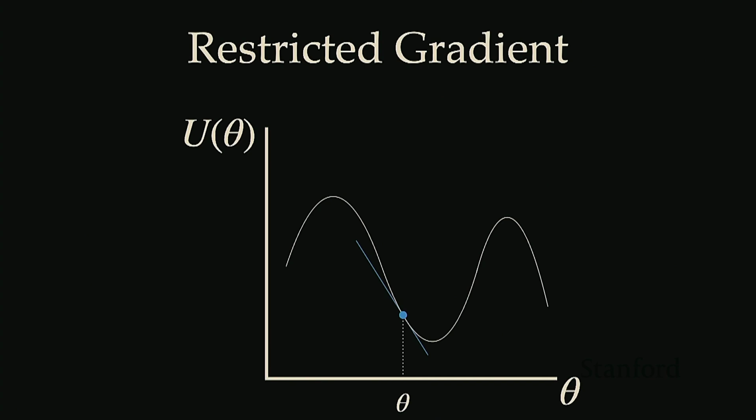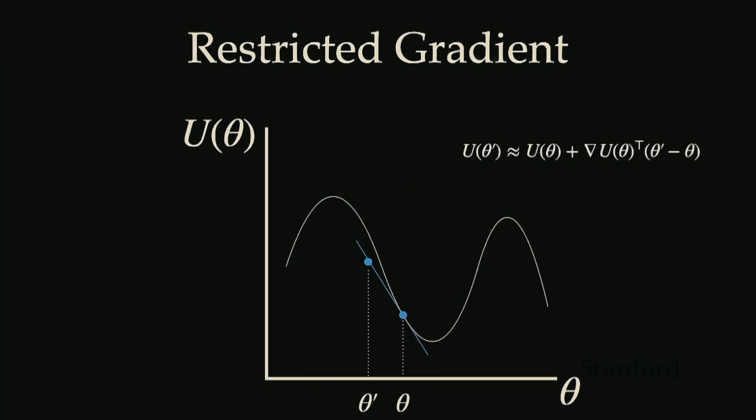So when we move to theta prime now, and we evaluate a new point, what this surrogate objective is telling us is that our new U of theta prime will be approximately equal to just this first order Taylor expansion that we've done. So this is just the first order approximation of the true U of theta that we're looking at. And that's how the restricted gradient method goes about that.